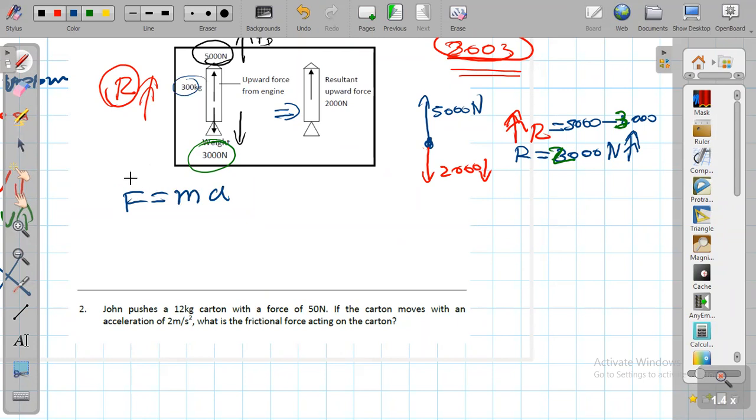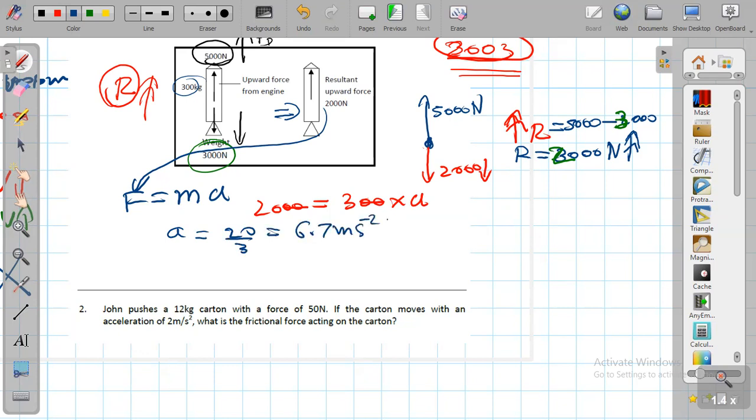It's 300 kilogram. So this 2,000 is the force going to apply here. 2,000 equals mass 300 times acceleration. Zero to zero cancel. What is the acceleration? 20 divided by 3, approximately 6.7 m s minus 2. Understand? Did everybody understand this?